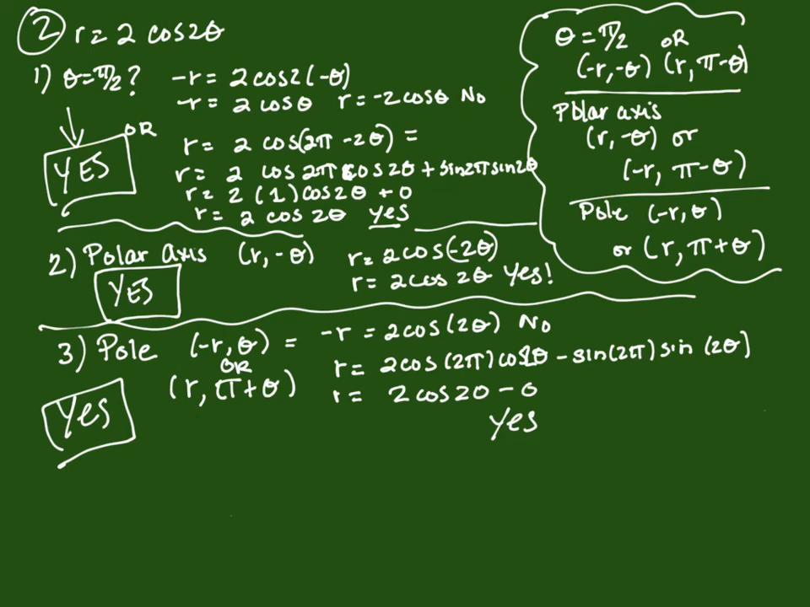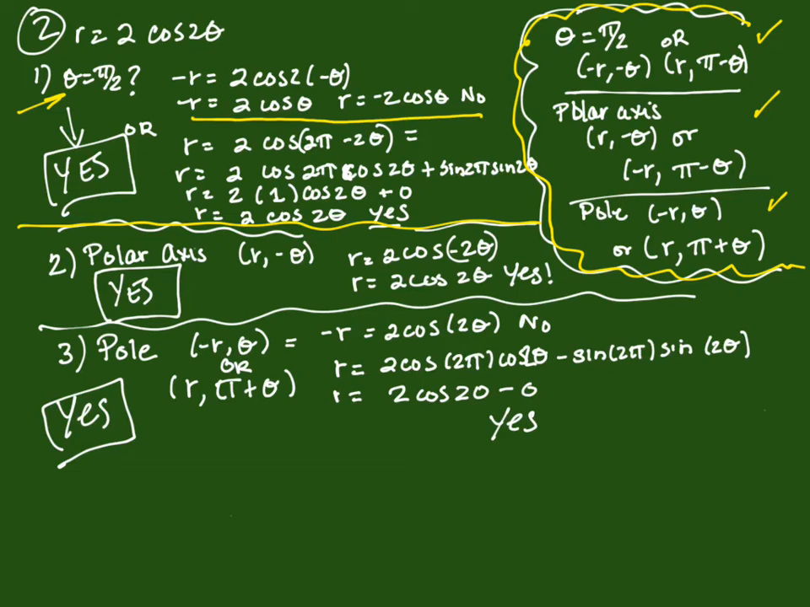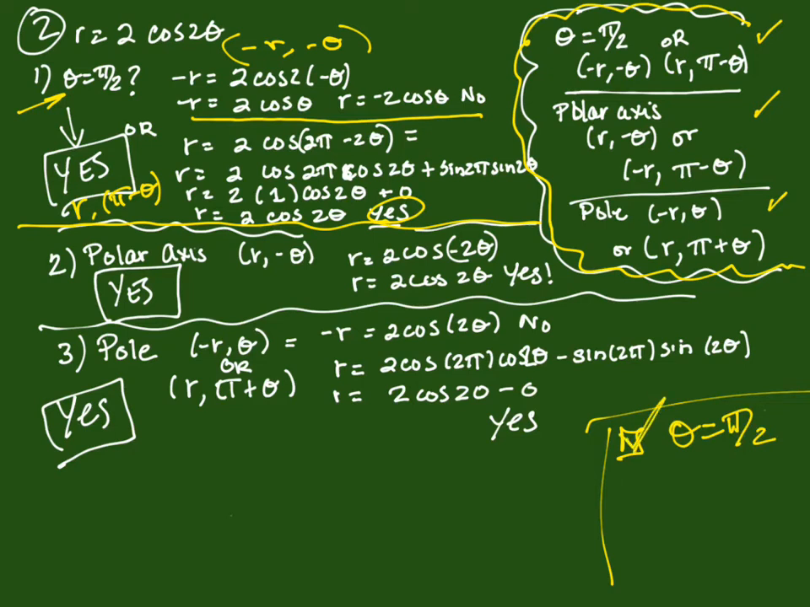Number 2 on your homework. Again, I wrote down the formulas to remember for checking each symmetry, and then I did it. I have them kind of sectioned off here. Is it symmetric to theta is pi over 2? The first part came out a no when I substituted negative r and negative theta. But when I substituted r and pi minus theta in, I got a yes. So it was symmetric to theta equals pi over 2. That would be a yes.